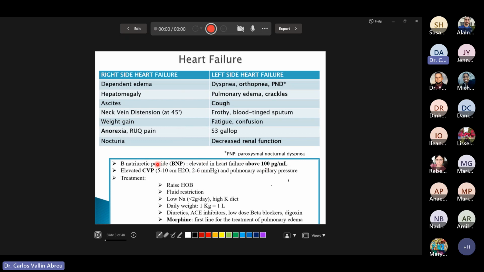So the doctors can order the BNP. If the BNP is below 100, this person doesn't have heart failure. It's only the COPD and the pneumonia. So the treatment is centered on the COPD and pneumonia.